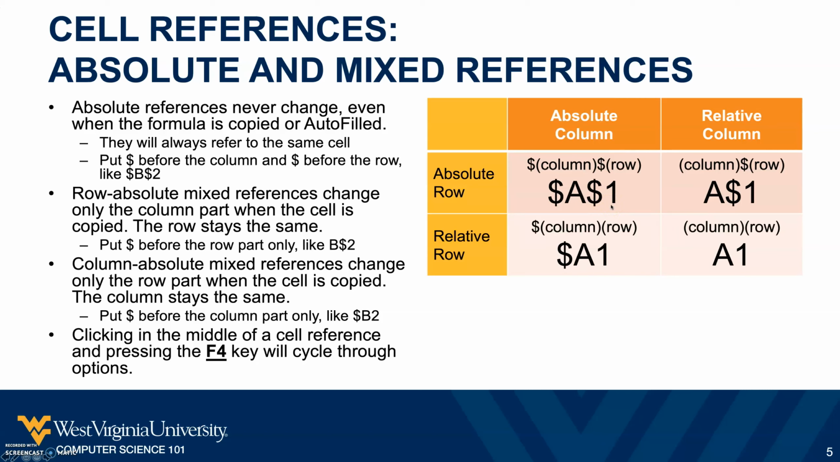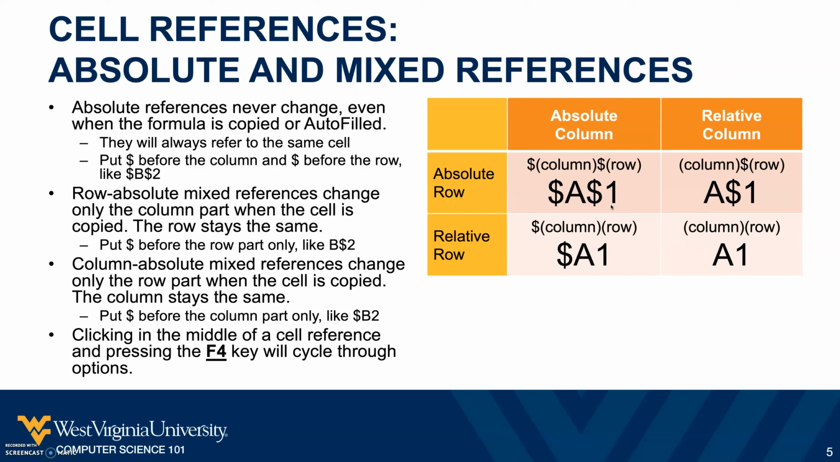Then it begins to get a little bit complicated. Row absolute mixed references change only the column part, and you'd put the $ before the row part. Column absolute mixed references change only the row part where the cell is copied. The column stays the same. You put the $ before the column part only, like B2. Clicking in the middle of the cell reference and pressing the F4 key will cycle through the options.